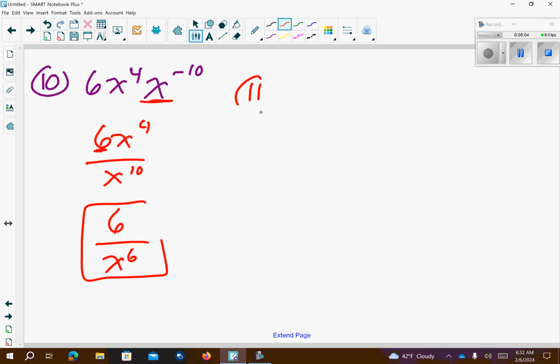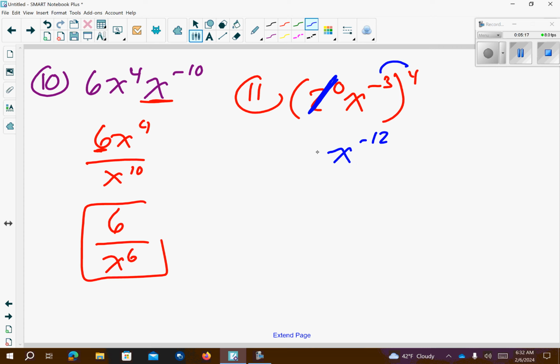Number 11, I get 2 raised to the 0, x to the negative 3 to the 4th. Well, 2 to the 0, that's just going to give me 1 for an answer. Distribute that in, so I get x to the negative 12th. Okay, remember there's a 1 out front. So this wants to move down, so I'm going to get 1 over x to the 12th.